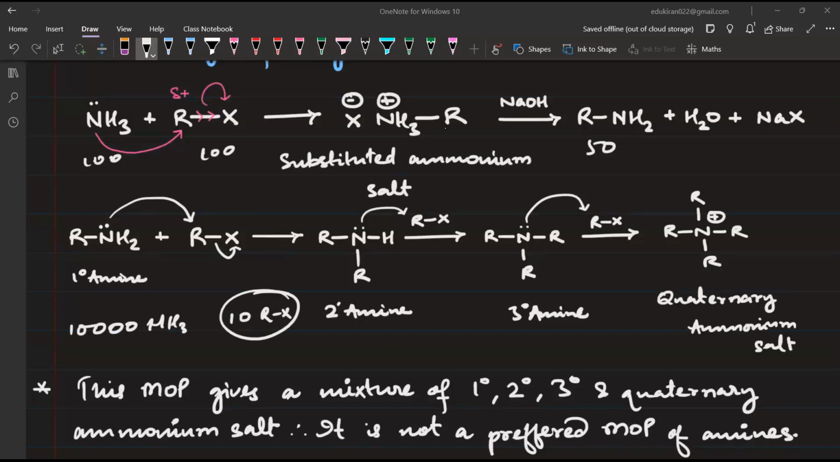Yes, sir. Like all the NH3 will attack on Rx only. So all the Rx are consumed, so we don't have any alkyl halide remaining. If there is no alkyl halide remaining, this reaction cannot happen. We have primary amine and then we have ammonia left.